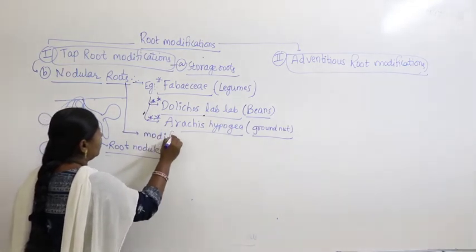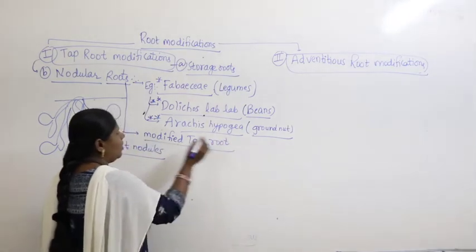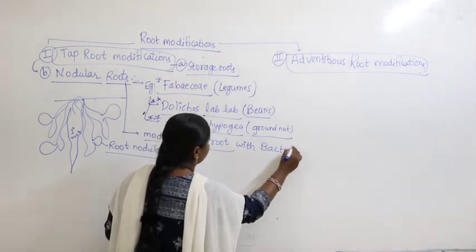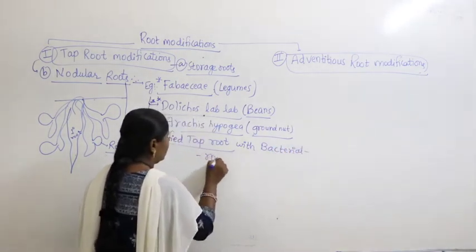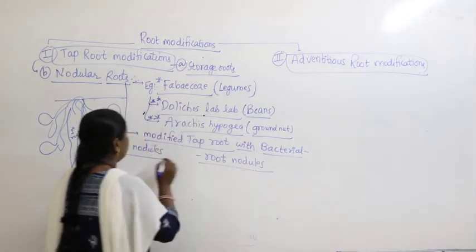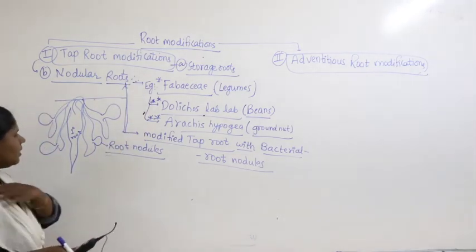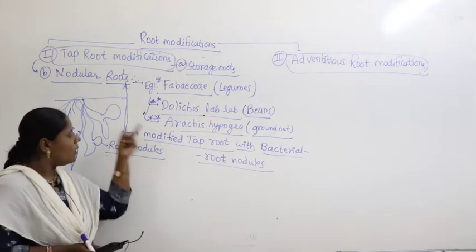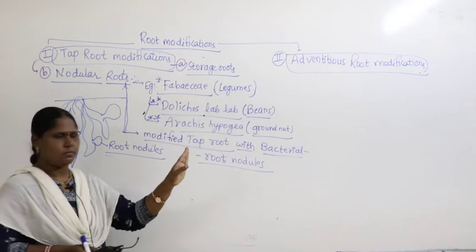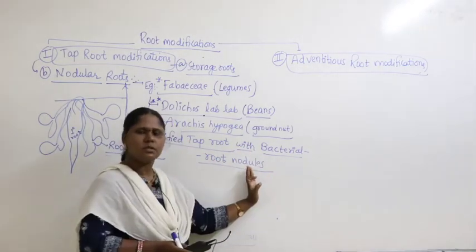Modified taproot with bacterial root nodules. It's called what? It's called nodular roots. What's the meaning of that? What are the things you have to look for, guys, here? Modified taproot. So, here it's a taproot modification, no doubt. Then what is the continuation of this? With bacterial root nodules. What's the meaning of this?